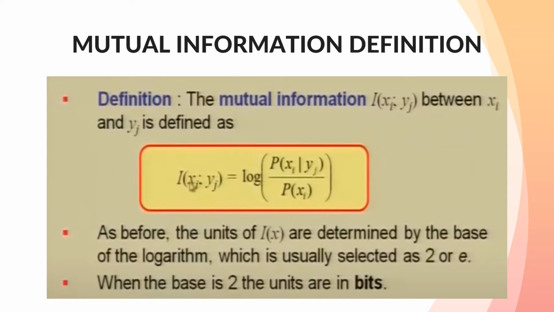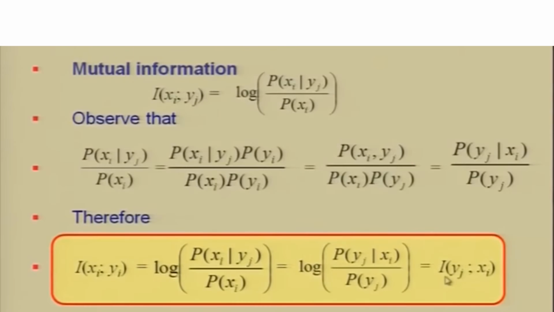Now, mathematically, mutual information is represented as I(xi; yj), which is given by log of the probability of xi given yj, which is the conditional probability, divided by the probability of xi. Here also the units are the same as information: either bits or natural units. If we are using bits, then the log base is 2, and if we are using natural units, then it is e.